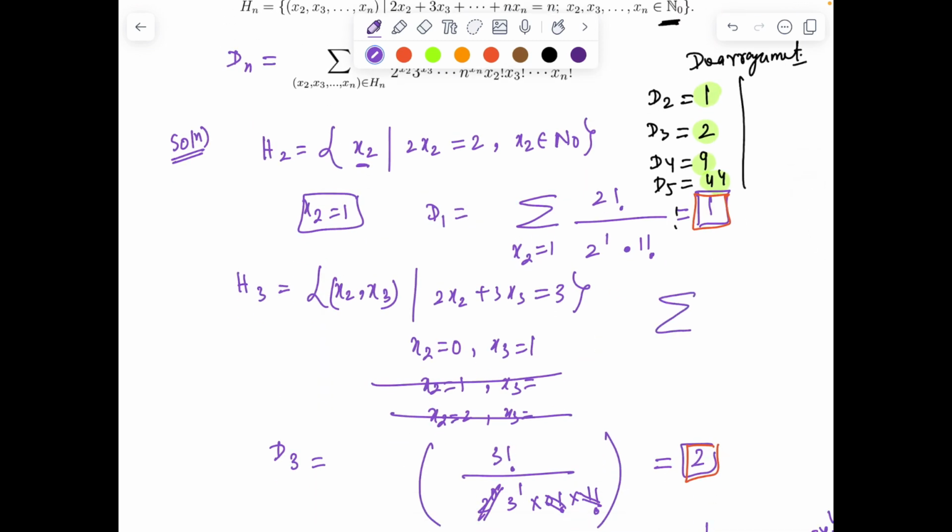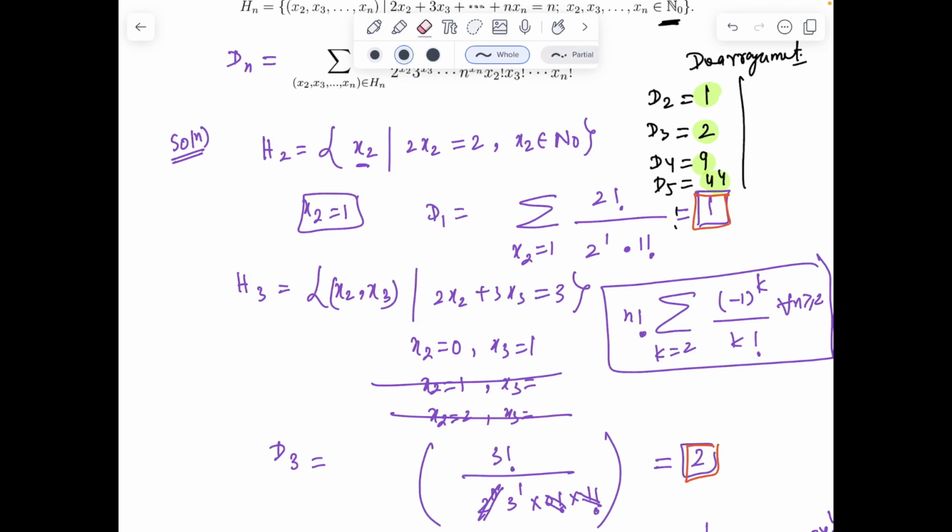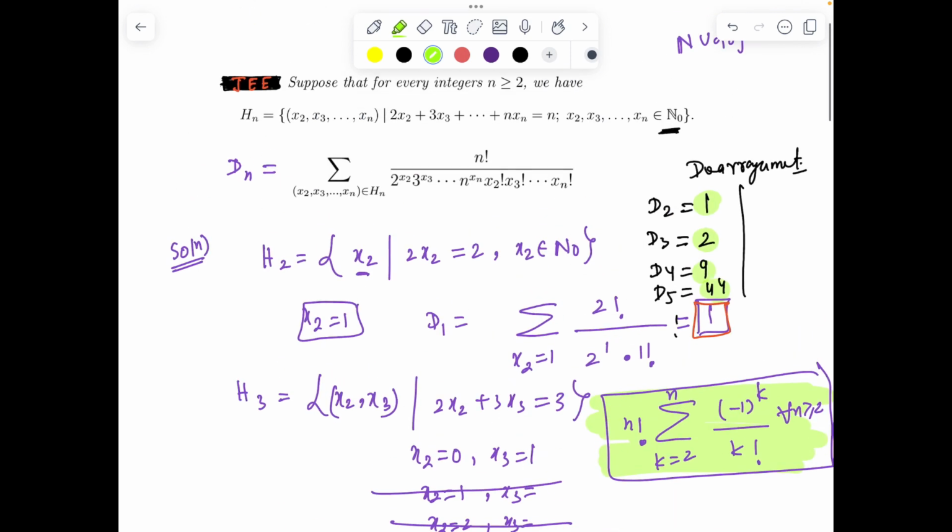rearrangement formula. And what is the well-known rearrangement formula? That goes to sigma of n factorial times sigma minus 1 to the power k by k factorial, and k is running from 2 to n. And this I have already proved in one of my videos by many methods. One is by principle of inclusion exclusion, and the other is by the recursion. So this is a typical rearrangement formula Dn, and for the first time you are seeing that rearrangement formula can be posed in this beautiful fashion, and that's literally crazy.